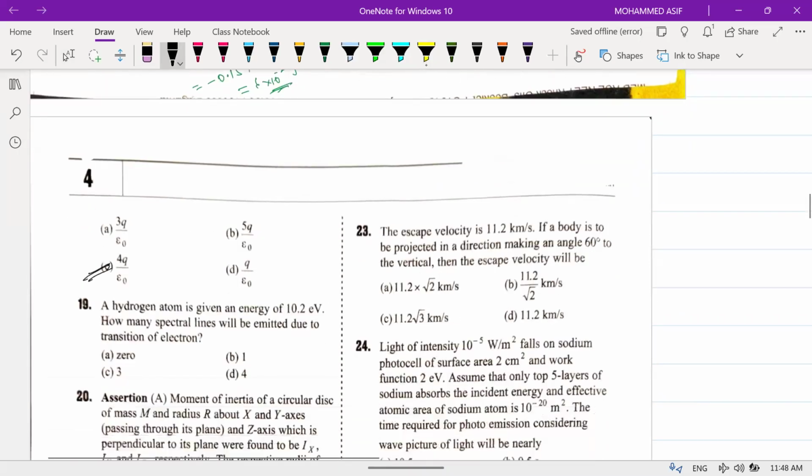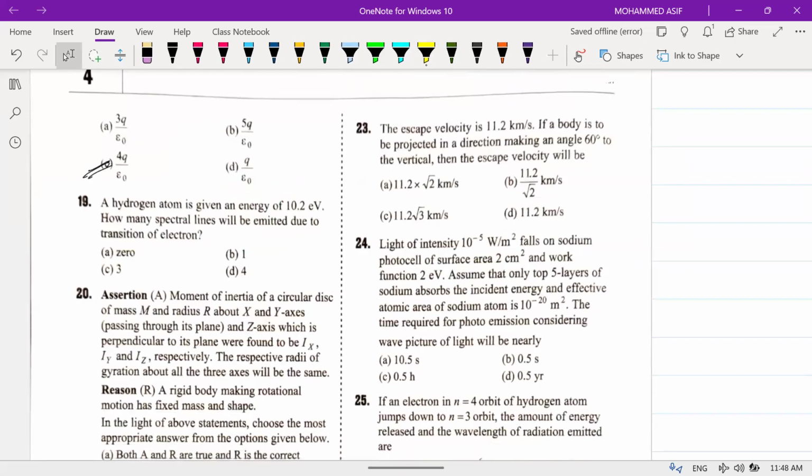And the 19th one you should tell everyone. A nitrogen atom is given energy of 10.2 electron volt. How many spectral lines will be emitted due to the transition of an electron? I'm waiting for your answer. Directly formula-based question. A nitrogen atom is given energy of 10.2 electron volt. How many spectral lines will be emitted?